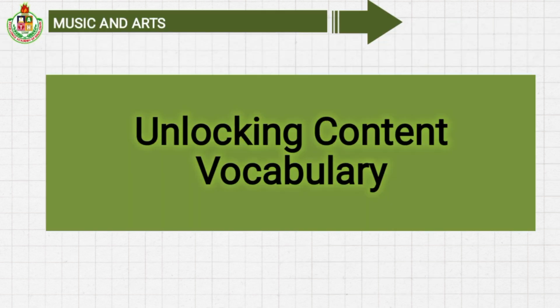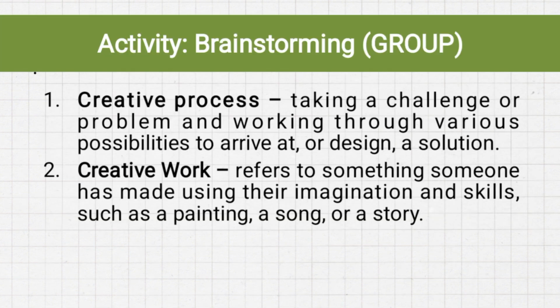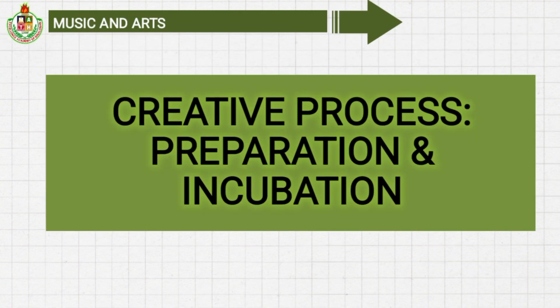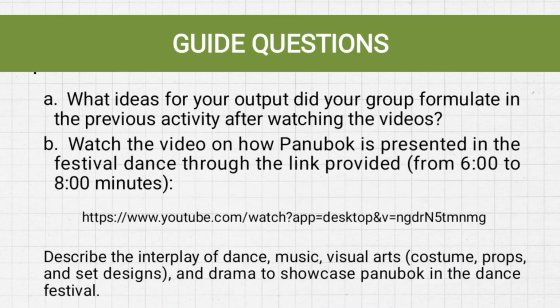So now let's move on to unlocking the content vocabulary. Here we have the creative process and the creative work. In the creative process, you take a challenge or problem and work through various possibilities to arrive at a design solution. Creative work refers to something someone has made using their imagination and skills, such as a painting, a song, or a story. So here is the creative process. In preparation, we're going to gather information and define the problem. And for the incubation, we're going to let the ideas simmer subconsciously.